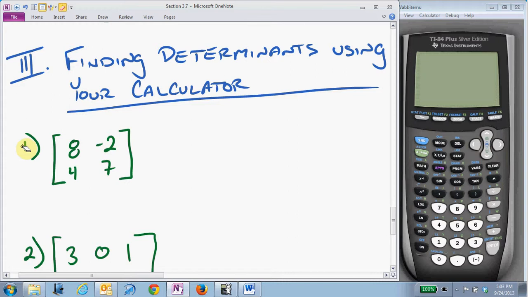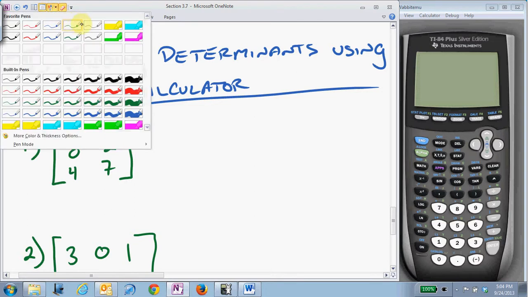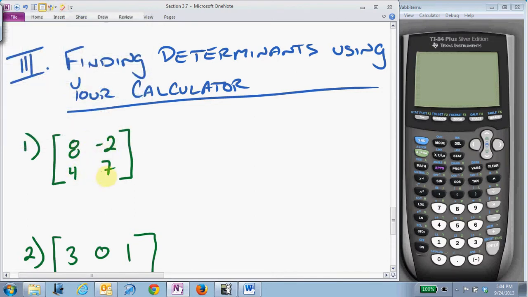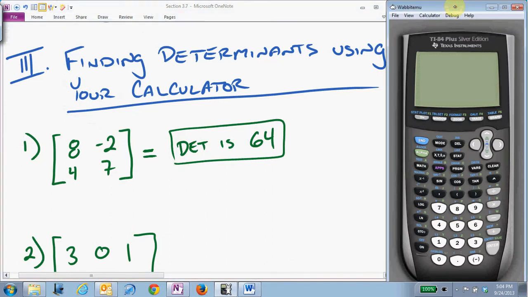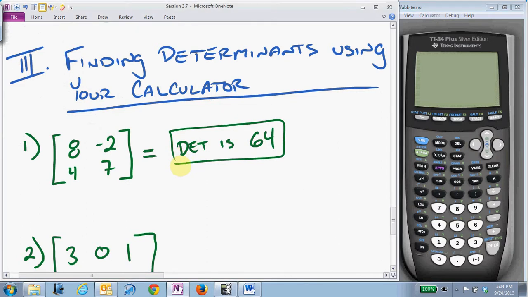The first problem here is a 2 by 2 matrix, and you should recognize it, because it was in our previous video. We found the determinant of this by hand, and we found that the determinant was 64. That was our answer. So a quick calculator check will help you feel confident in this answer.